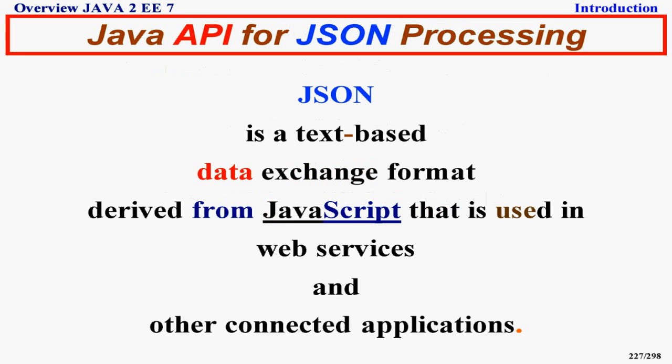Java API for JSON Processing. JSON is a text-based data exchange format derived from JavaScript that is used in web services and other connected applications.